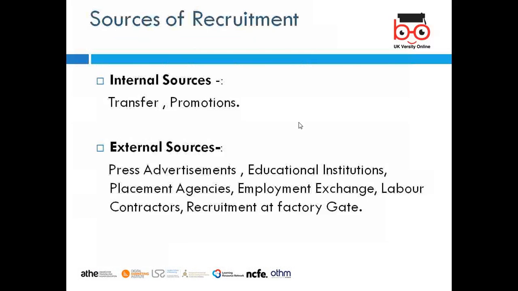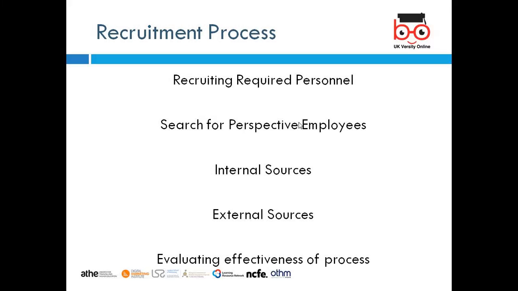Recruitment and selection: internal sources are transfer and promotion; external sources could be press advertisements, educational institutions, placement agencies, employment exchange, labor contractors, and recruitment at the factory gate. Recruitment at the factory gate is for daily staff, especially labor workers. People used to come and sit outside the factory, and the supervisor would say, today we need 10 employees, of this sort, for 2 days of work.